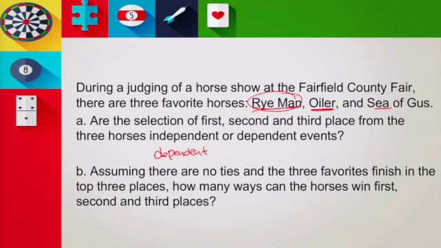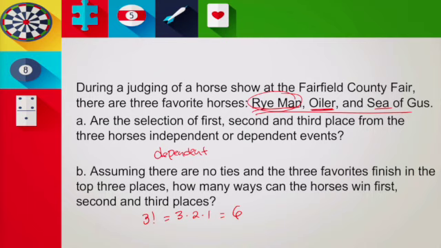Assuming there are no ties and the 3 favorites finish in the top 3 places, how many ways can the horses win first, second, and third place? So 3 horses, 3 places. That's going to be 3 factorial, which is 3 times 2 times 1, which is 6.